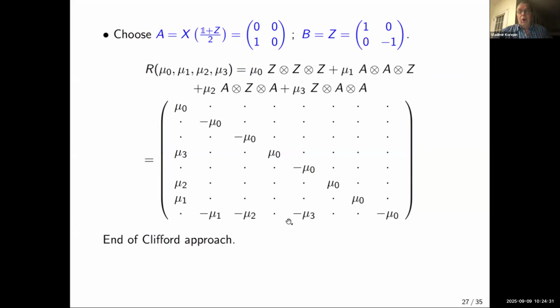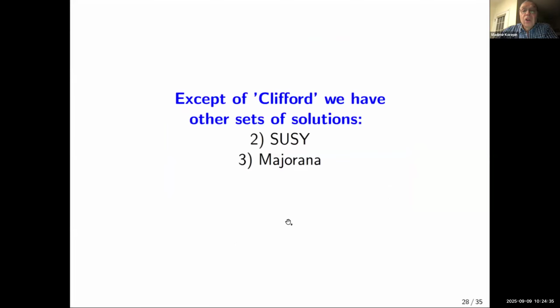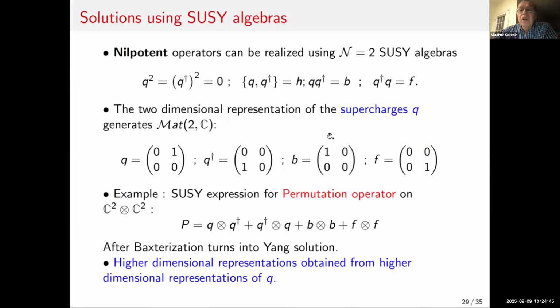We have two other approaches for the solution of the Yang-Baxter equation. I'm switching to the other ones. So except for Clifford, we have two other sets of solutions. One is Susy, supersymmetry, and the second is Majorana fermions. So let's briefly comment. Brief solution.